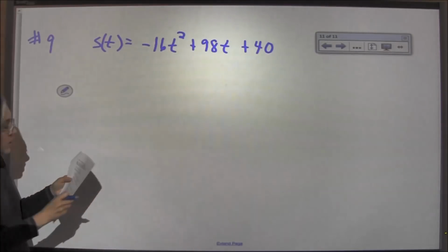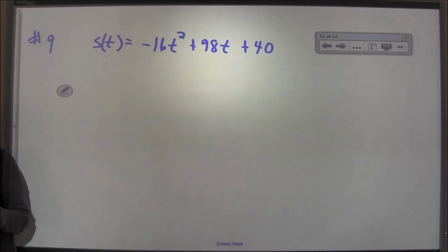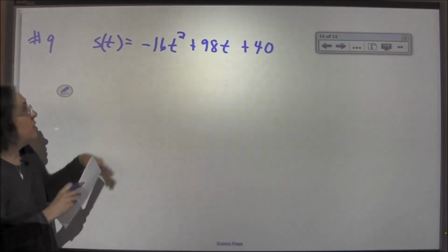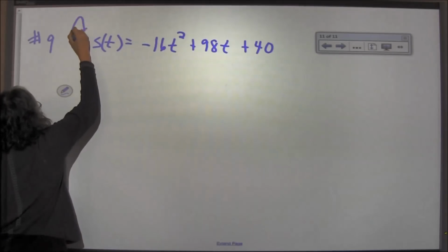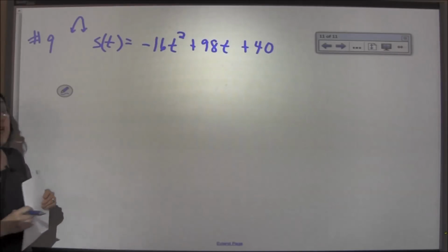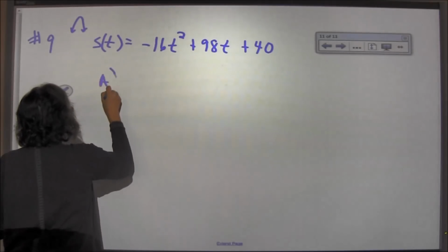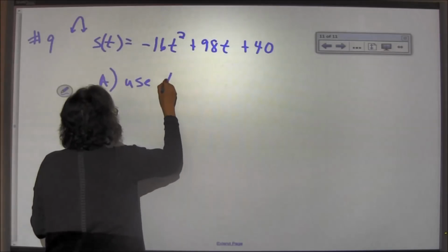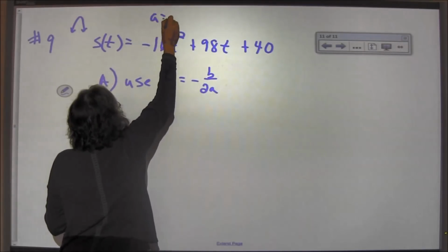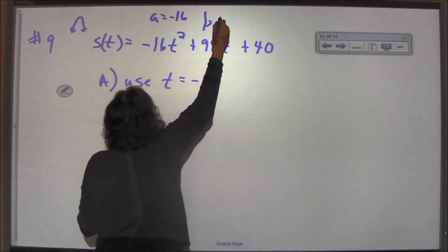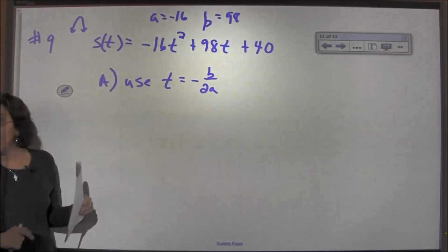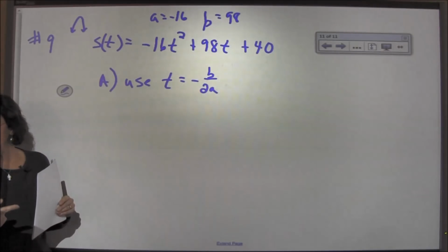This one is the height of a projectile given by this formula. The first question says, after how many seconds will the projectile reach its maximum? Well, this time you've got a negative, and so this is the type of parabola that opens downward, and so we do have a highest point at the vertex. So to answer question A, you would use that t is minus b over 2a. A is negative 16, b is 98, because that will tell you after how many seconds it reaches the maximum.